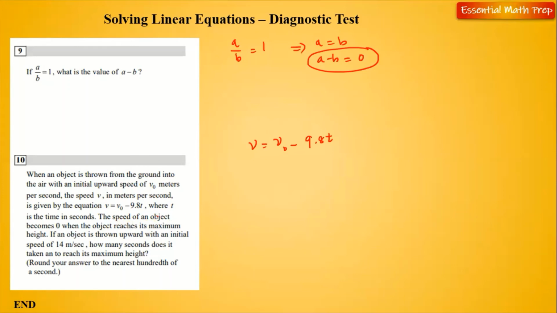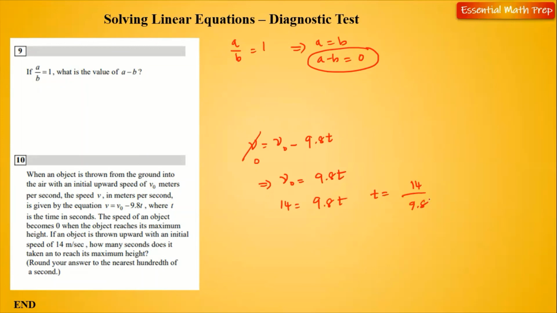And the question is asking, how long does it take to reach the maximum height? Assuming the ball has made it to the maximum height, because that's when you can calculate the maximum time, right? The time it takes to reach the maximum height. That means this is 0, which would leave you with v0 equals 9.8t. v0 is 14 equals 9.8t. So t equals 14 over 9.8.